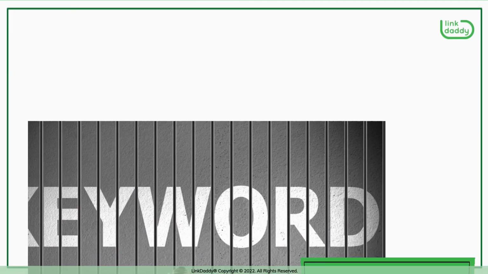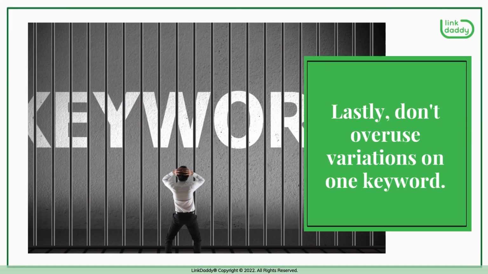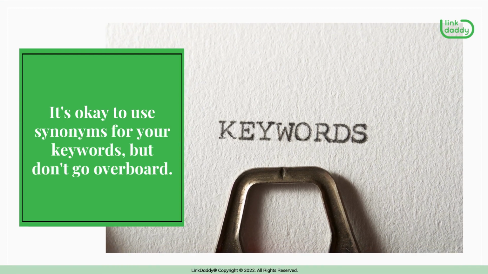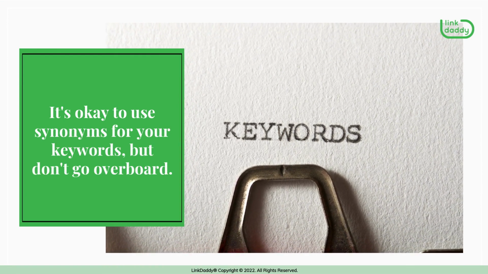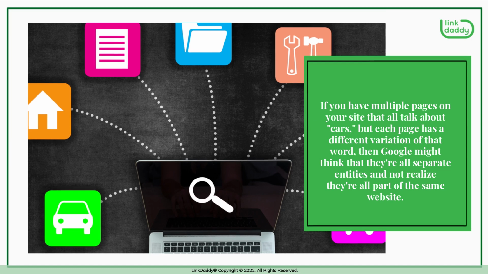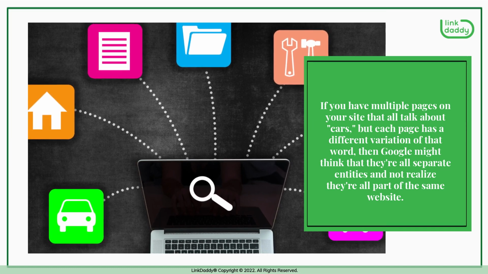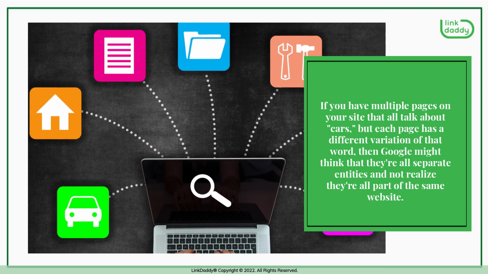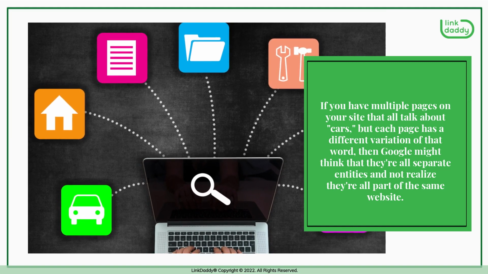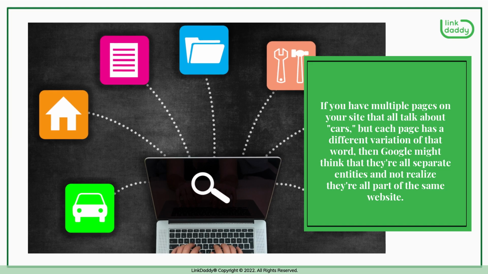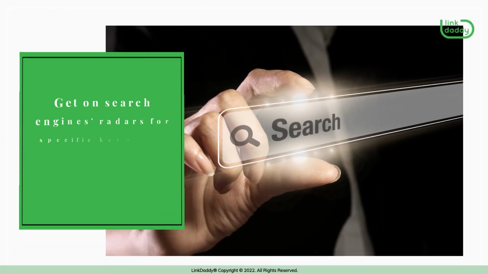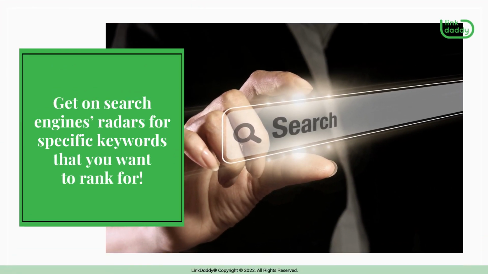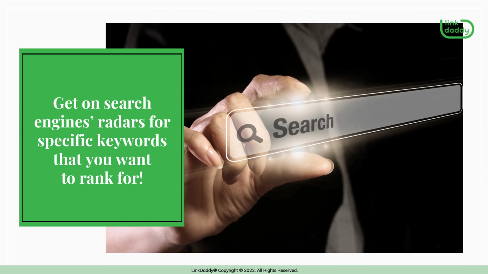Lastly, don't overuse variations on one keyword. It's okay to use synonyms for your keywords, but don't go overboard. If you have multiple pages on your site that all talk about cars, but each page has a different variation of that word, then Google might think that they're all separate entities and not realize they're all part of the same website. Get on search engines' radars for specific keywords that you want to rank for.